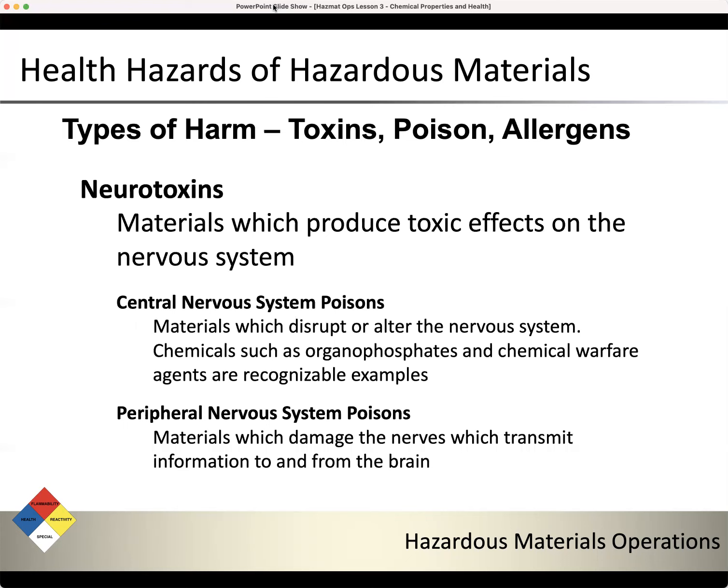We have 2 basic types of nervous system poisons. We have the central nervous system poisons. These are materials which disrupt or alter the nervous system. Chemicals such as organophosphates and chemical warfare agents are recognizable examples. Then there's also peripheral nervous system poisons. They damage the nerves which transmit information to and from the brain.